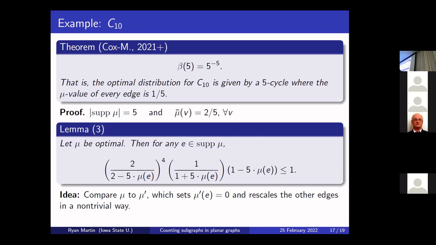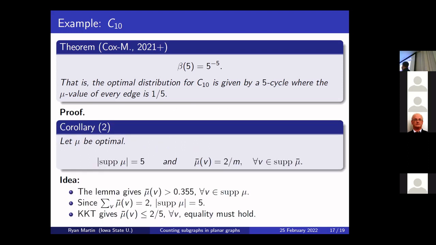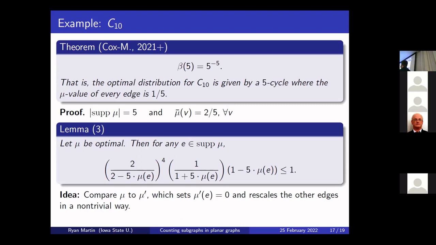And then what we did was compare mu to mu prime, which sets mu prime equal to 0. It does a different rescaling. So for this third lemma, we had to assume the first couple of lemmas. We had to assume, in particular, corollary 2. But with corollary 2, now we have 5 vertices. So I can get a handle on 5 vertices. So we actually do something a little bit more clever to show this inequality. And again, the idea of the proof is just to do a rescaling.